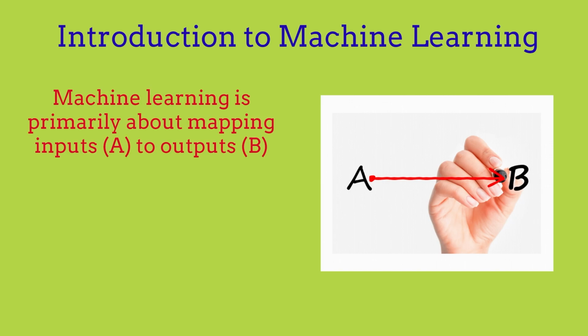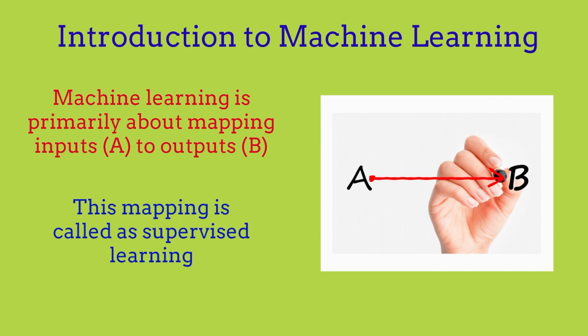Machine learning is primarily about mapping inputs A to outputs B. You can think of machine learning as if there's a brand new company and they're trying to create a model. Inside of this model, when you provide an input A, the model is going to respond to you and give an output B back. You can think of machine learning like that, and we're going to look at some examples of it in the next slide. Also, this type of mapping is called supervised learning.